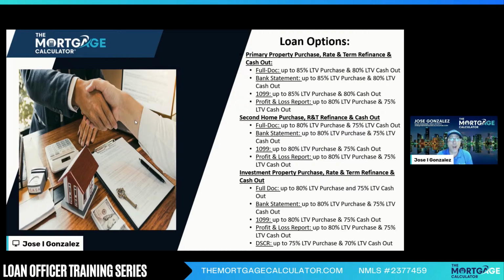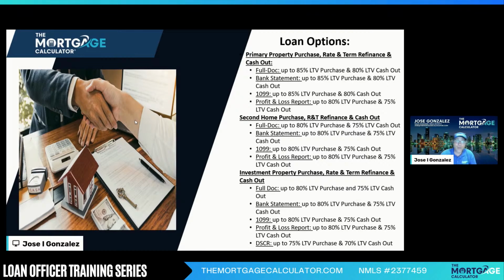Now, for our primary purchase, rate and term refis and cash outs for a full doc, you're looking at up to 85% max LTV on a purchase and 80% on a cash out. Bank statement, also 85% purchase, 80% cash out. Those are pretty amazing options, right?